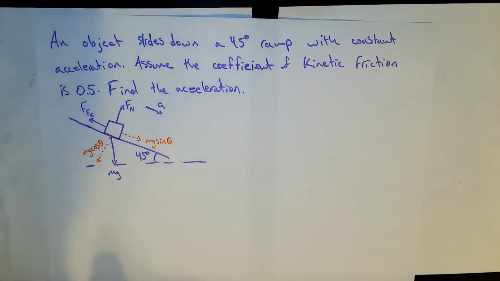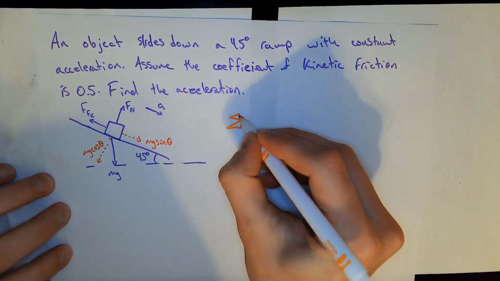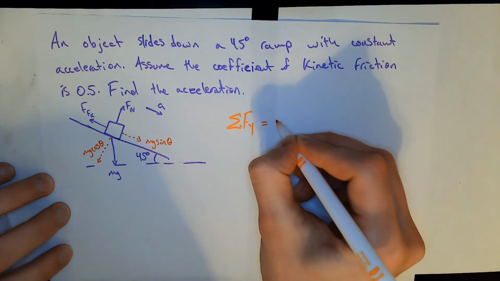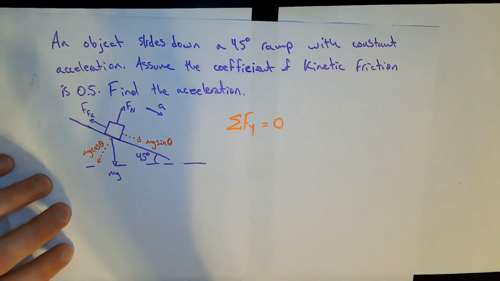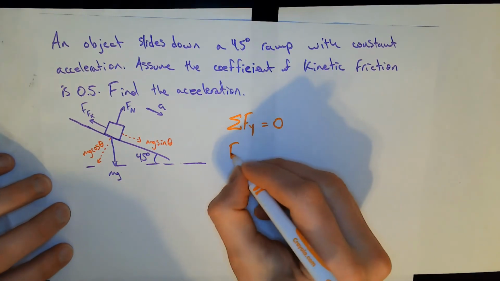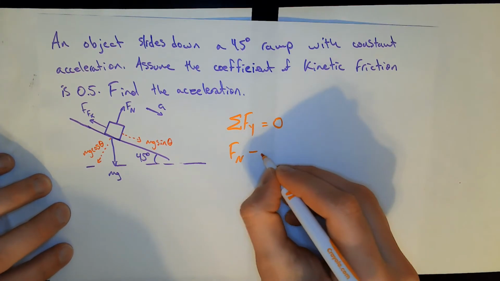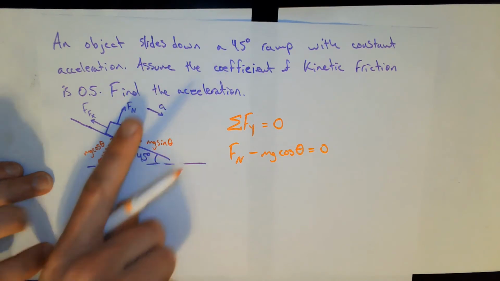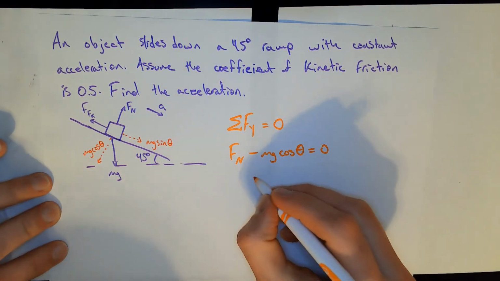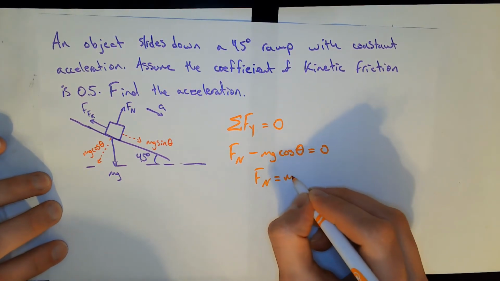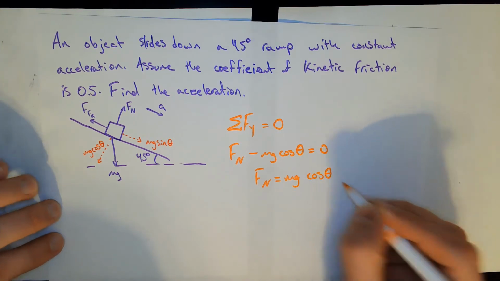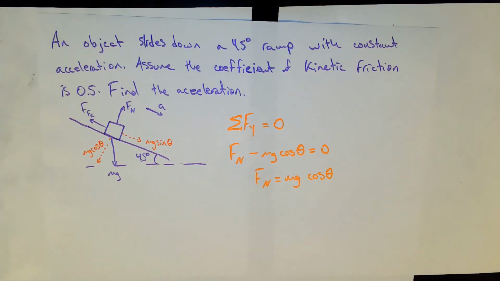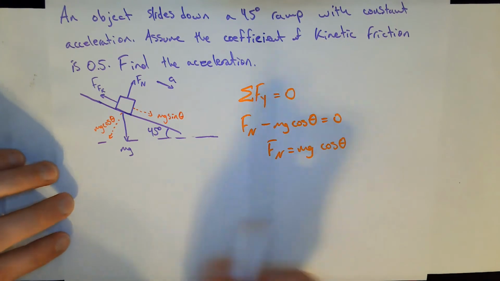Alright, so let's look at the y direction first. The sum of the forces in the y direction is 0, because it's not accelerating in the y direction. My forces in the y direction are a positive normal force minus mg cosine theta. See, only stuff happening in the y direction. And of course I end up with this nice relationship right there. Normal force is equal to mg cosine theta. That will of course come into play.